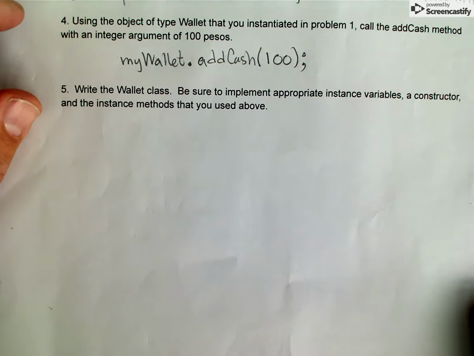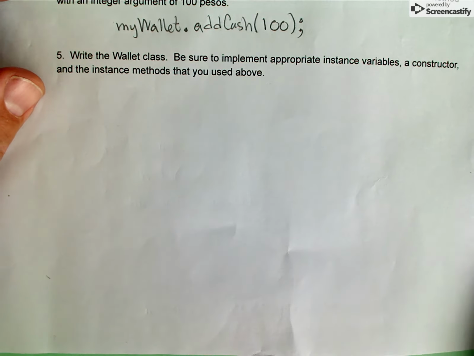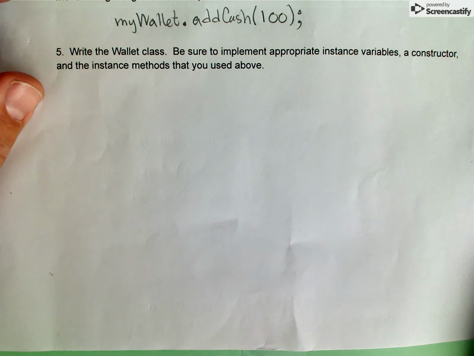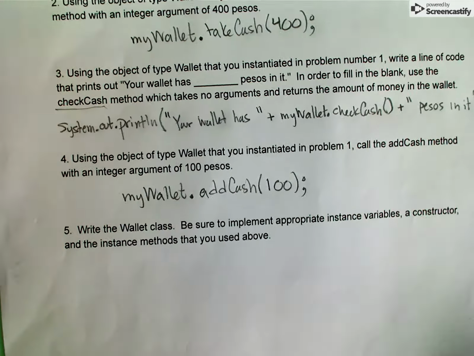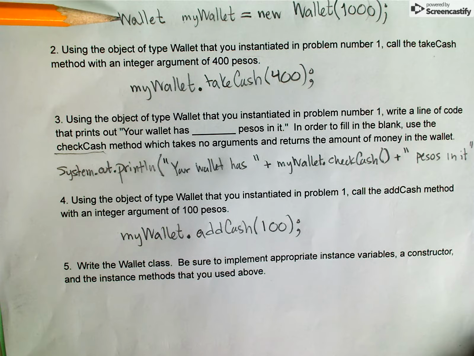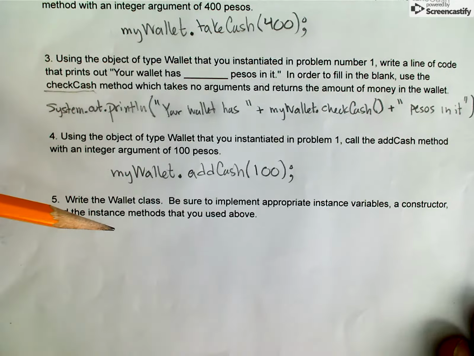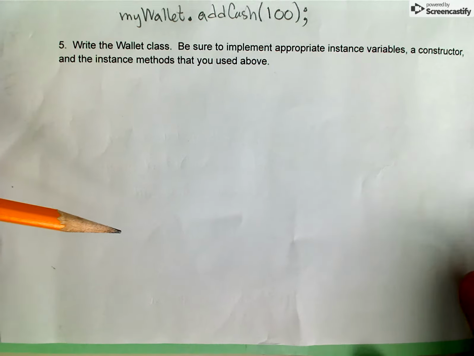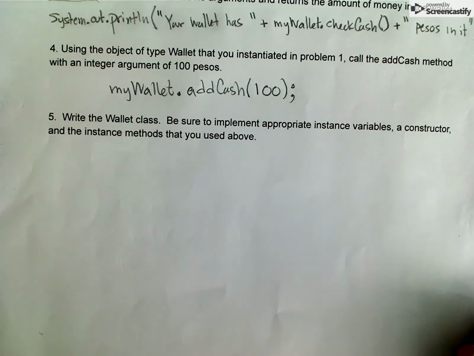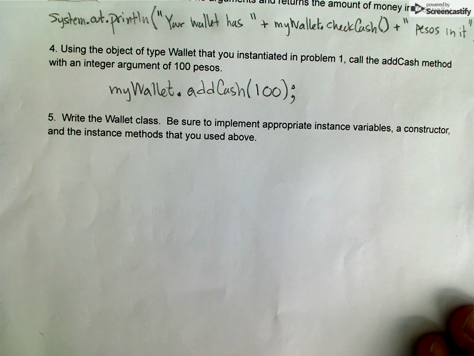This next part, number 5, is about writing the wallet class. So we're going to use this information in order to understand what our wallet class looks like. So we're going to do a little bit of design work, and that's going to be in the second part, part 2, the second video for this formative.